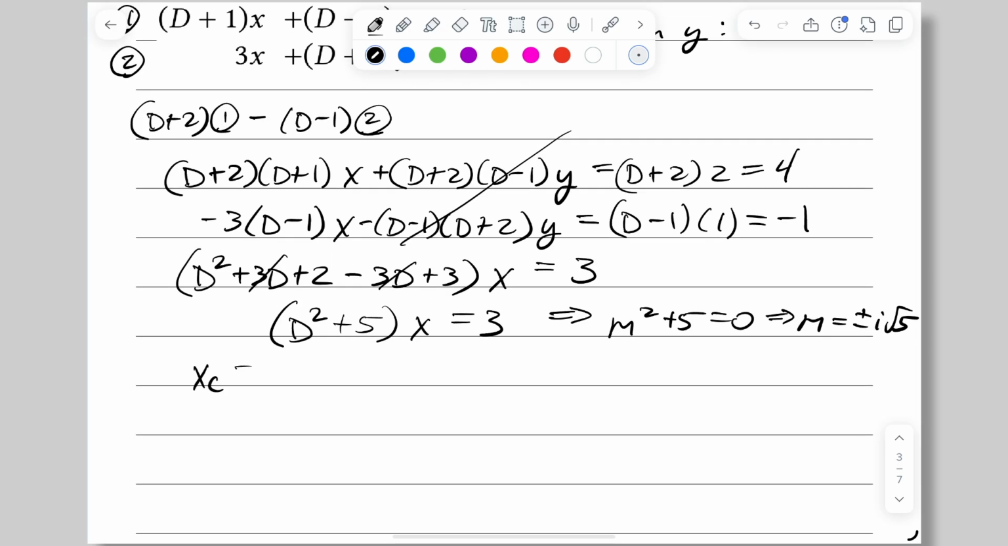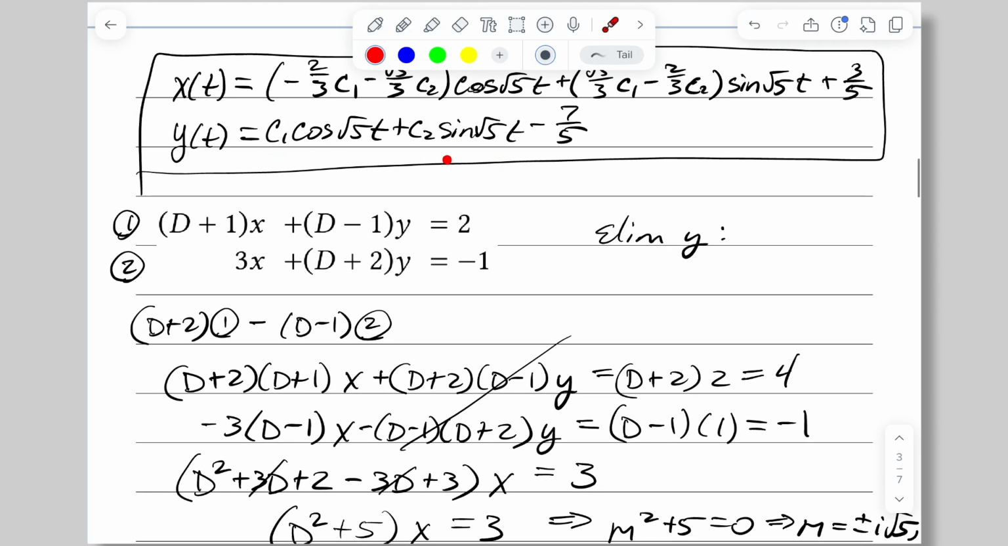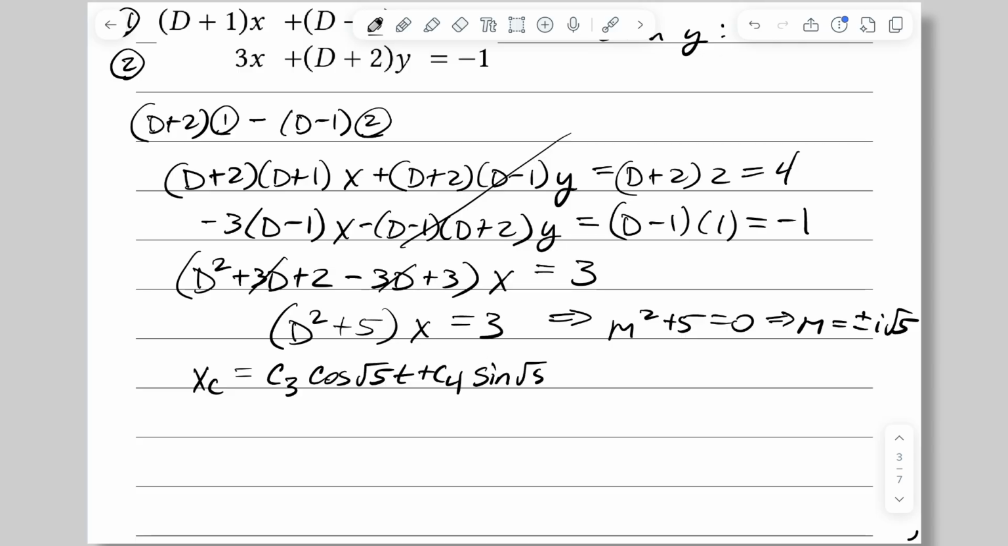So the complementary function for x is, we've already used c1 and c2 when we found y. And that's part of the point of this, is what happens when we have c3 times the cosine of the square root of 5t plus c4 times the sine of the square root of 5t.